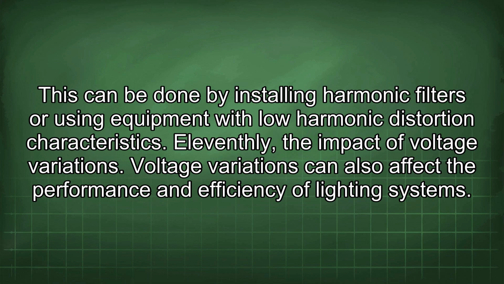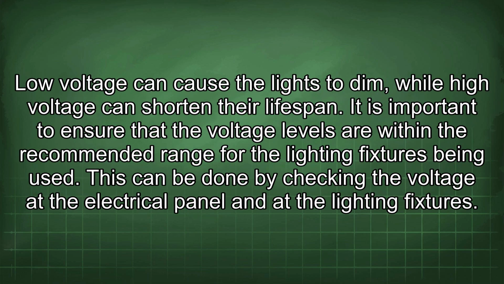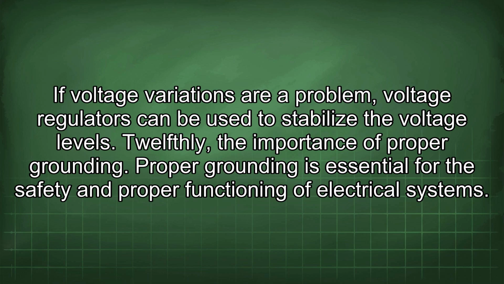11thly, the impact of voltage variations. Voltage variations can also affect the performance and efficiency of lighting systems. Low voltage can cause the lights to dim, while high voltage can shorten their lifespan. It is important to ensure that the voltage levels are within the recommended range for the lighting fixtures being used. This can be done by checking the voltage at the electrical panel and at the lighting fixtures. If voltage variations are a problem, voltage regulators can be used to stabilize the voltage levels.